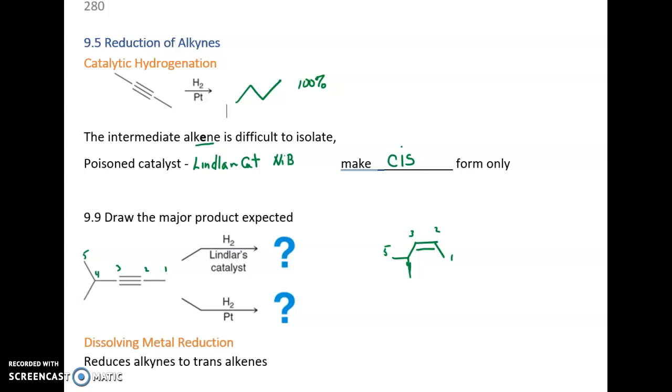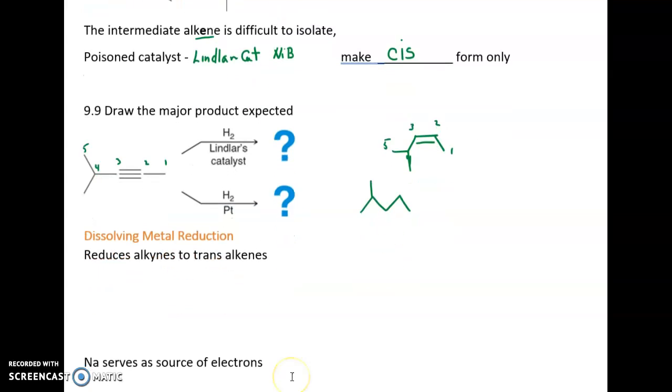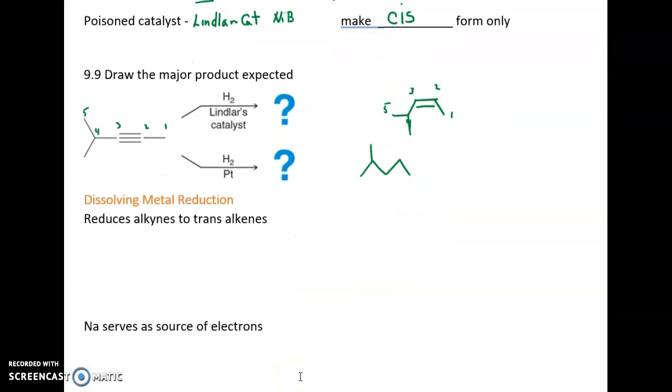Okay, if we treat it with hydrogen and platinum, we'll expect to get rid of all the double or triple bonds, and we'll get a compound that looks like this. It's a pentane with a methyl group at the fourth position. Okay, so sometimes we don't want to have a cis bond, so we have methods to produce the trans.